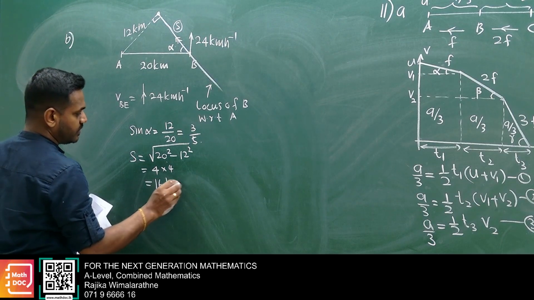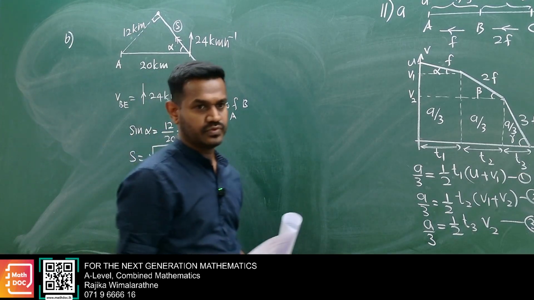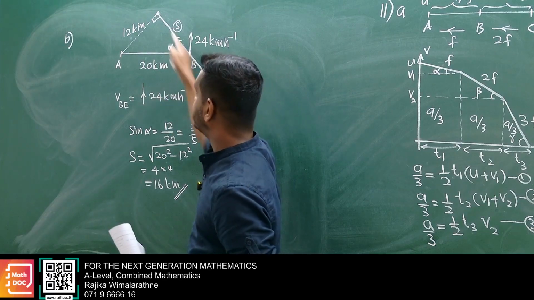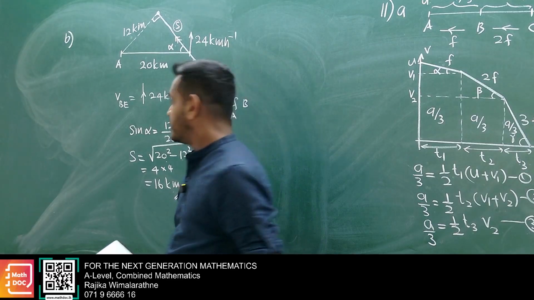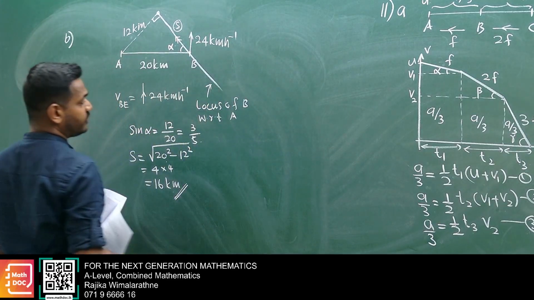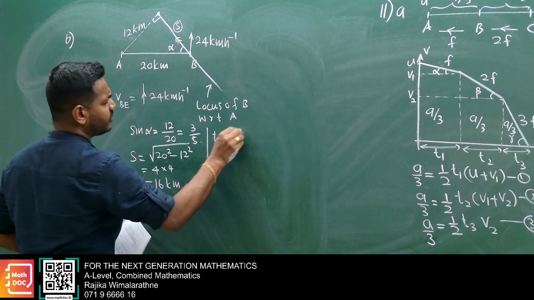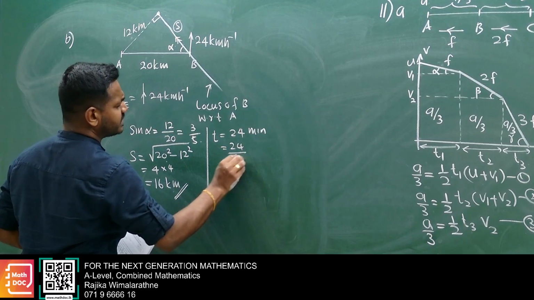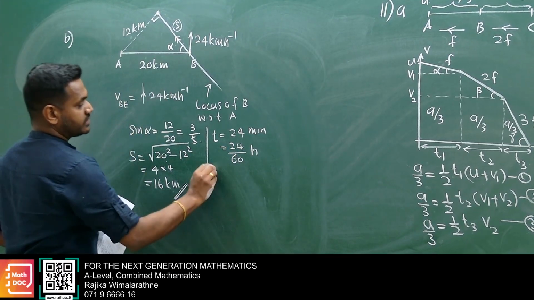It has to move. Okay, it has to move. Then relative to A, B needs to move 16 kilometers. Then the time given for this motion is 24 minutes. Then 24 divided by 60 in hours. Then you can find the relative velocity now.